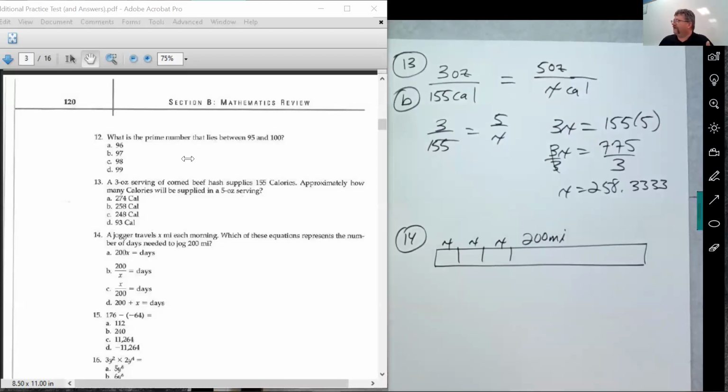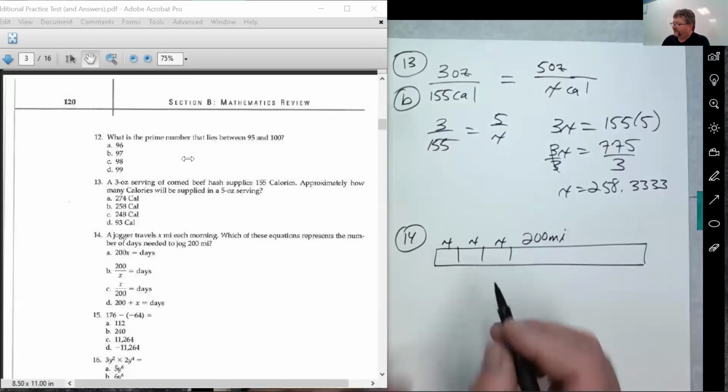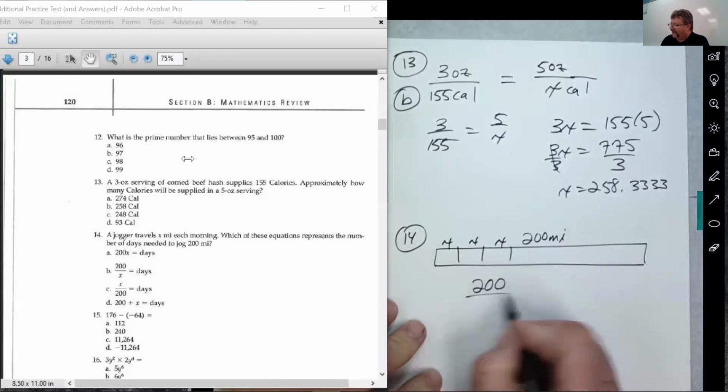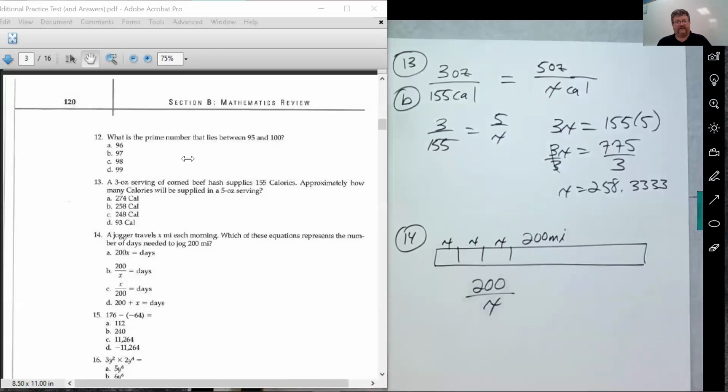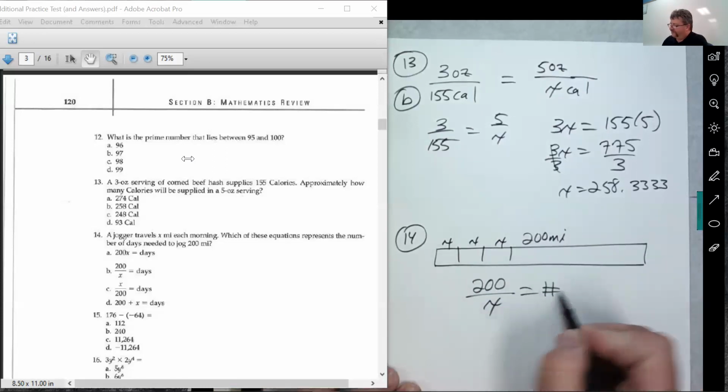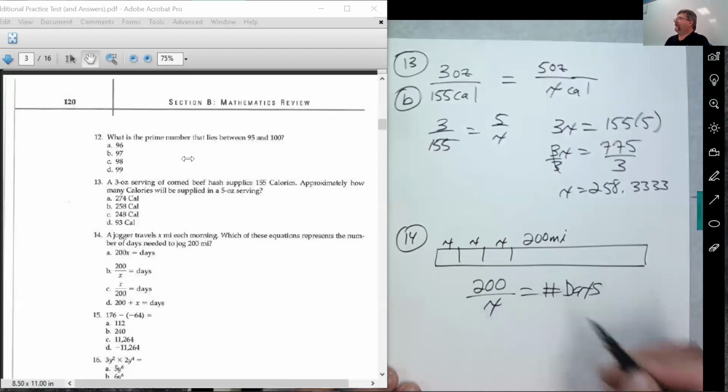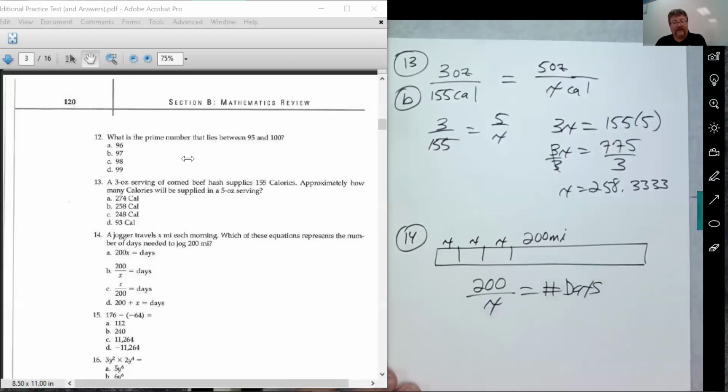Jogger travels X miles each morning. Which of these equations represents the number of days to jog the 200 miles? So I'm going to take the 200 miles and I'm going to divide it by X. Okay, that's how many days I need to do it. That equals the number of days. Is that one of my choices? 200 divided by X. If we check out choice B, there we go.